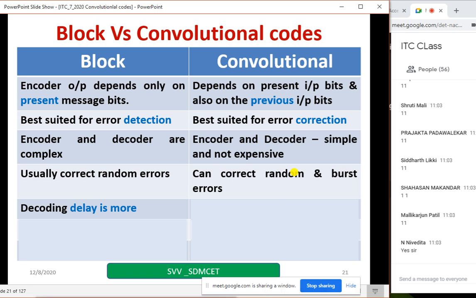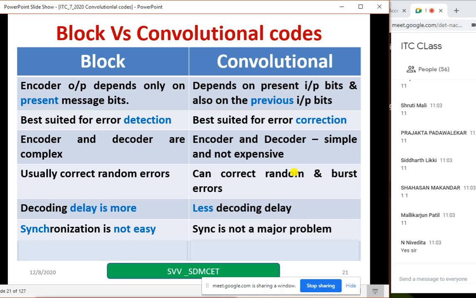Decoding delay is more in the case of block codes. Decoding delay is very less in the case of convolutional codes. Synchronization is not easy in the case of block codes, but synchronization is not a major problem in the case of convolutional codes. The last one is important, try to understand. It is very easy to analyze block codes, but it is a little difficult to analyze convolutional codes, because you will understand how difficult it is to decode the convolutional code compared to block codes.